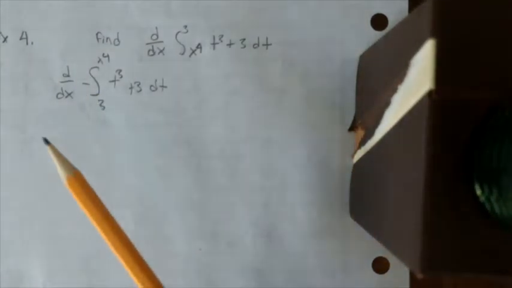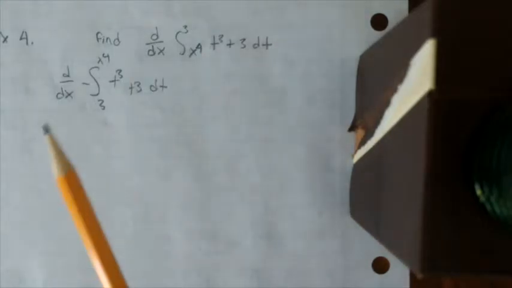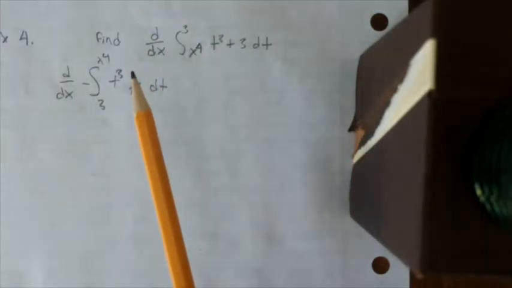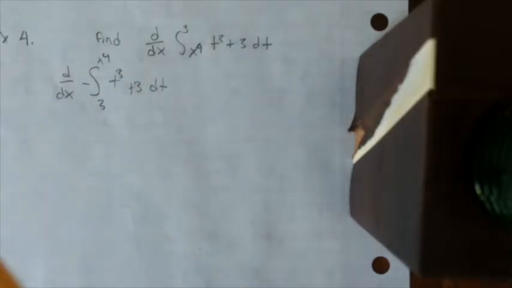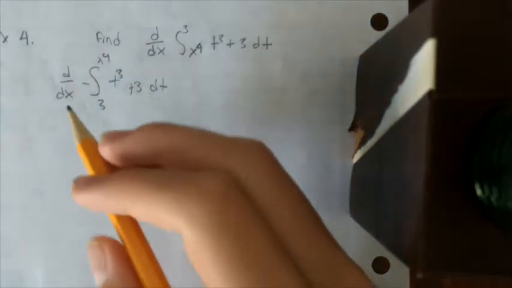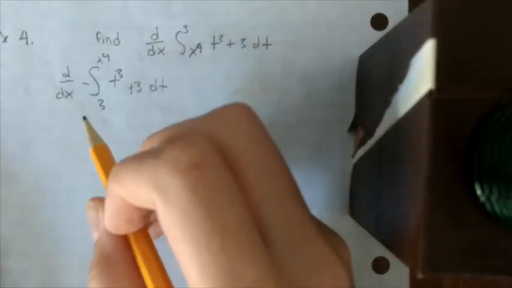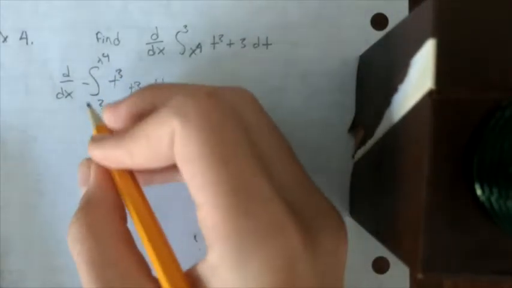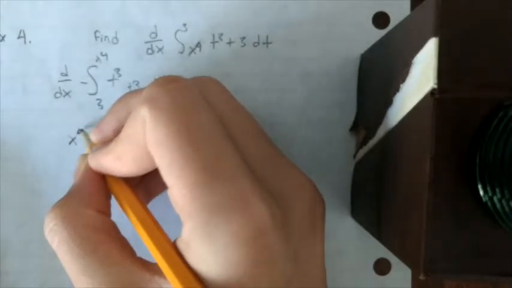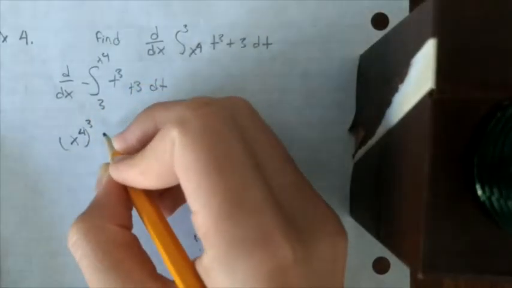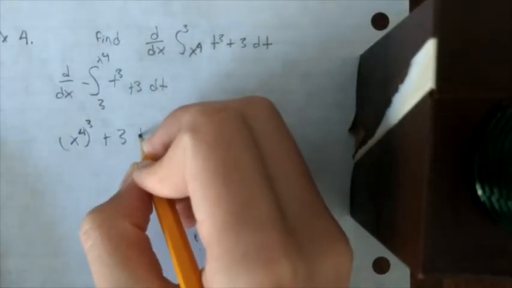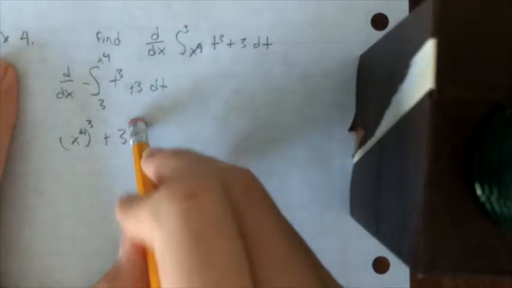Secondly, we have to find if it's a continuous function and differentiable, and since it is in fact a polynomial, it is continuous and differentiable on all values, so we can then proceed to do the next step, which would be replacing the t's with the x's, so we get x to the fourth, cubed, plus 3.